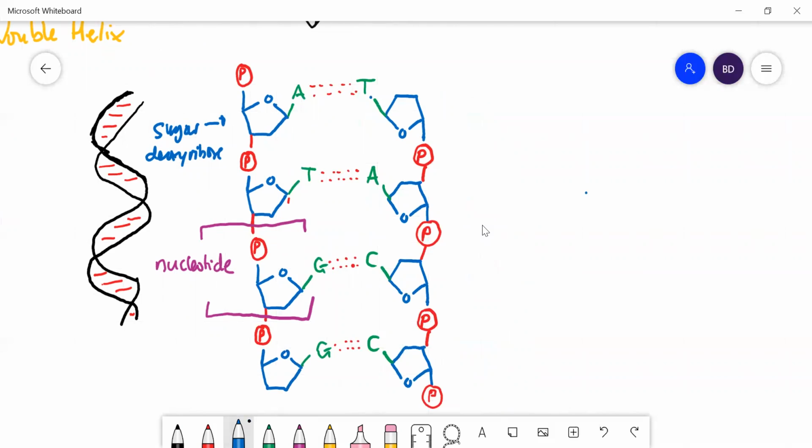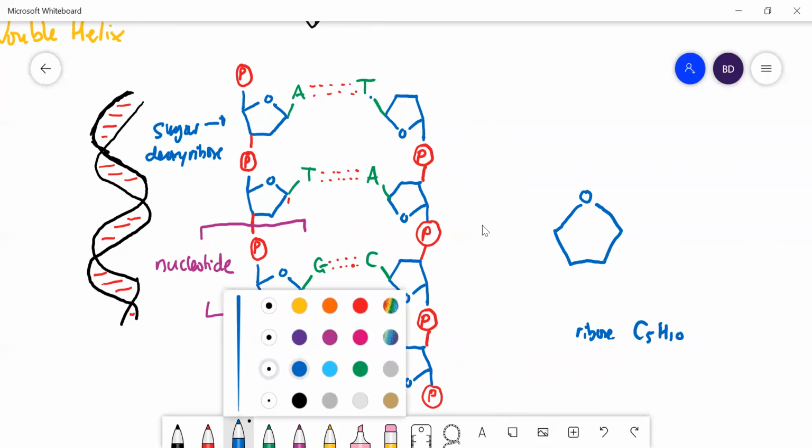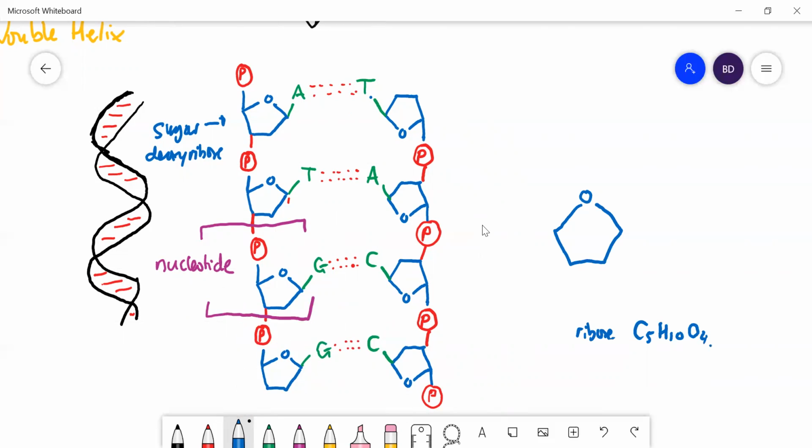Right, I'm going to draw this. This is deoxyribose. Ribose has the formula C5H10O5. So you can see it's very like the sugar glucose, which is C6H12O6. It's carbon and water, carbohydrate. Same with ribose. Deoxyribose is actually missing one of those oxygens, so it's only got 4 oxygens there.